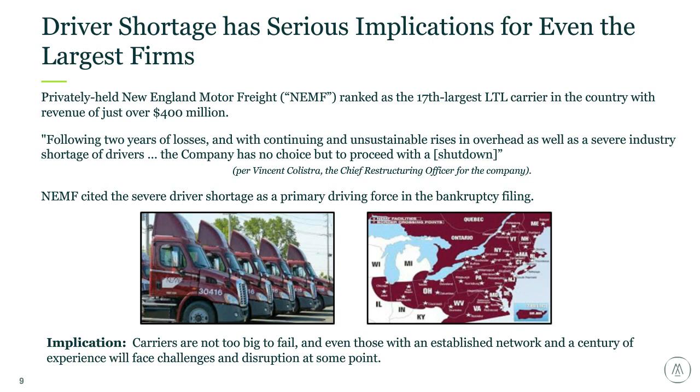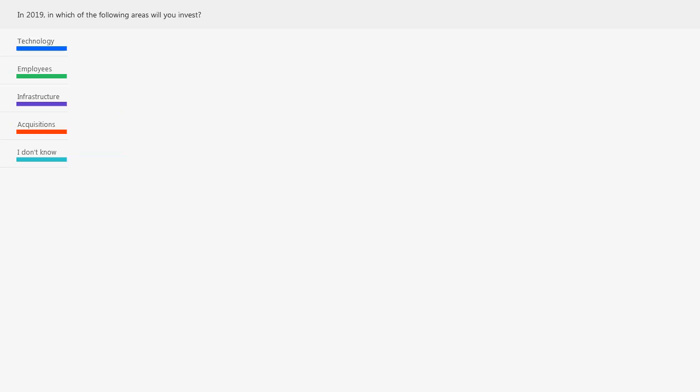I see that we're up to a polling question here. I'm going to let Emily pick it up. All right, thank you. Our first polling question, in 2019, in which of the following areas will you invest? And your options are technology, employees, infrastructure, acquisitions, or I don't know. And I'll give everyone a few moments to respond. To participate in our polls today, please click the button next to the answer you choose and hit submit. A few more seconds. And let's go ahead and take a look at the results. Back to you.